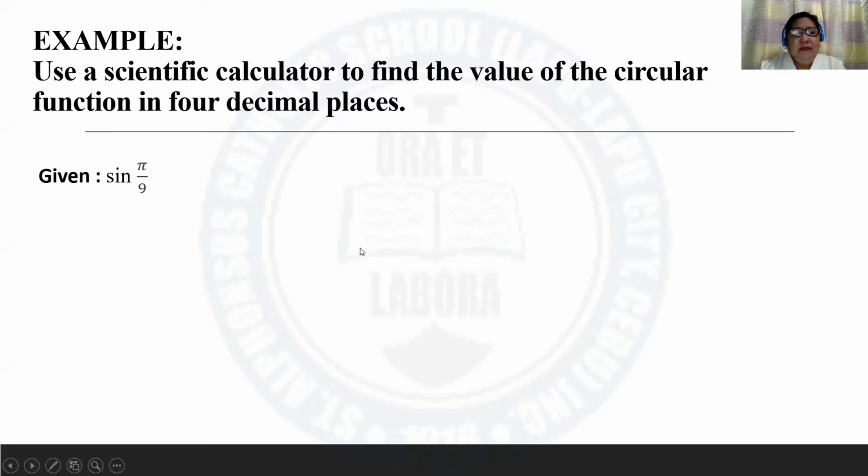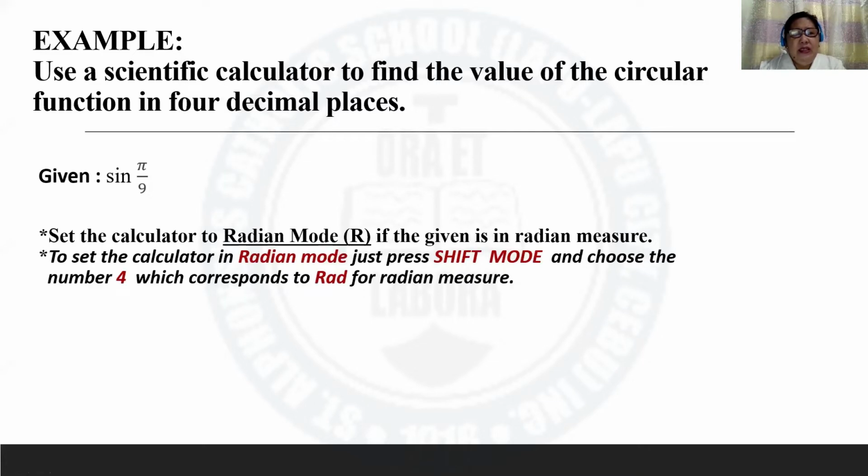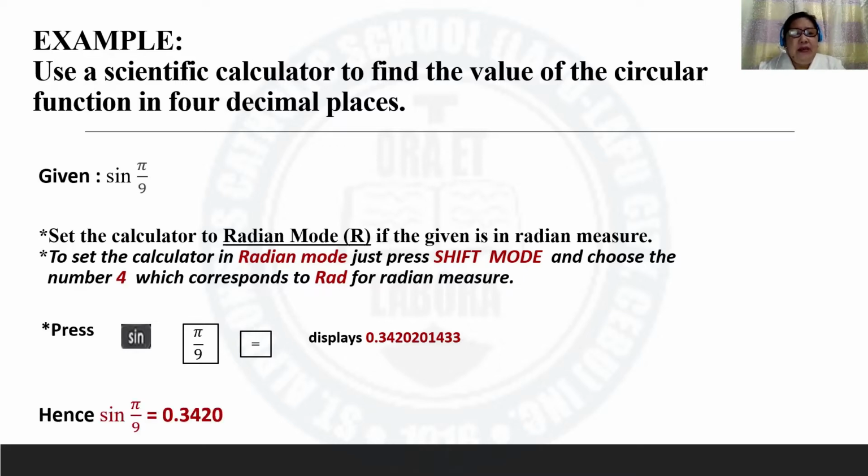Next given, sine pi over 9. Pi over 9 is a radian measure. So you have to set the calculator to radian mode if the given is in radian measure. So to set the calculator in radian mode, just press shift mode and choose number 4, which corresponds to radian. So you have to press sine, then pi over 9, then equals, and it will give you 0.3420201433. Hence, sine pi over 9 is equal to 0.3420.